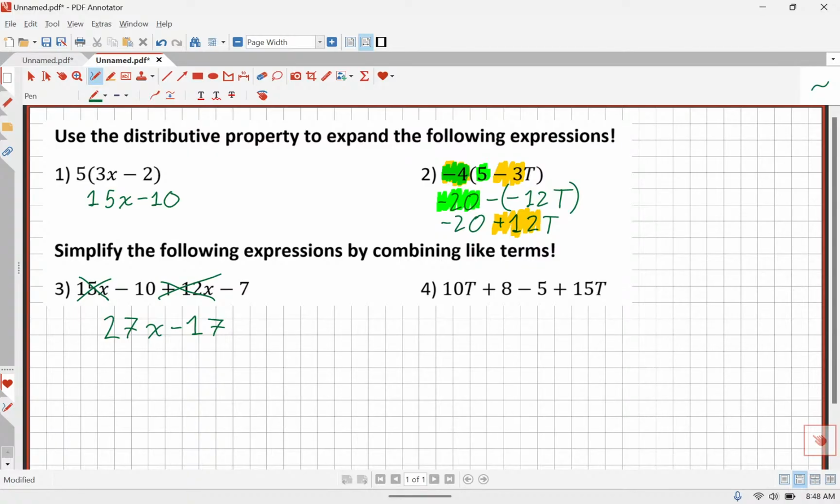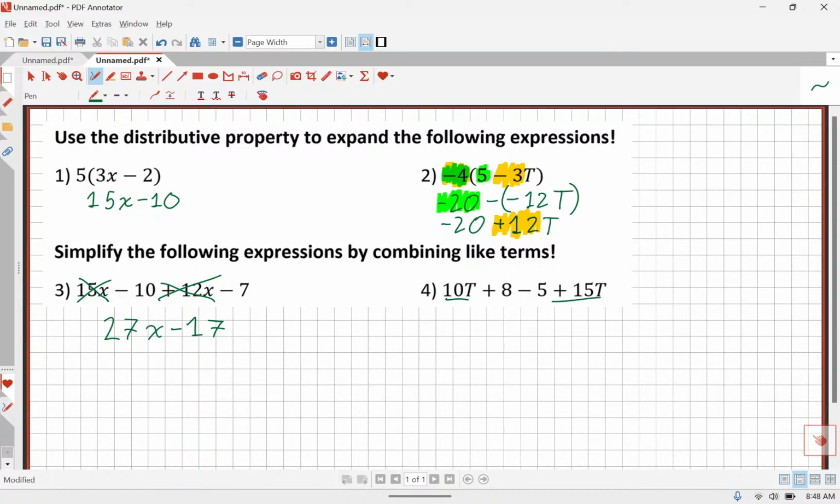To add 10 to 15. Yeah, 10t plus 15t, which is 25t. And then what? And then I subtracted 8 and 5. Yeah, positive 8 minus 5, which is 3. Positive or negative? So should it be plus 3 or minus 3? Plus. Because it's positive, it's plus 3. Very good. 25t plus 3.